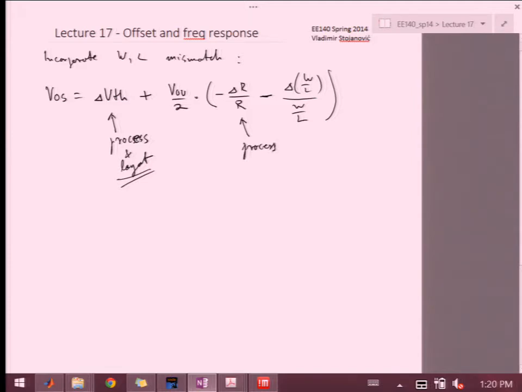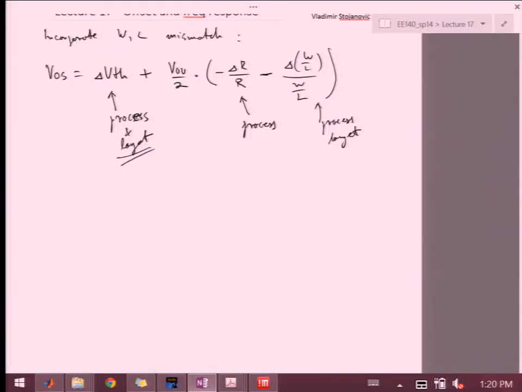Delta R is really just the process in which the mask is done, like the fluctuations and mismatch around the resistor pattern. And then here it is both process and, as we said, the layout because of the proximity effect. So depending on what's around, you will have dimensional variations as well.